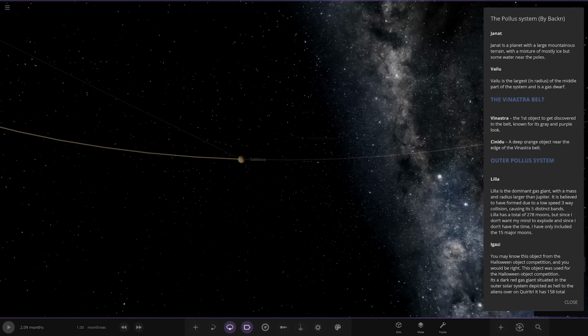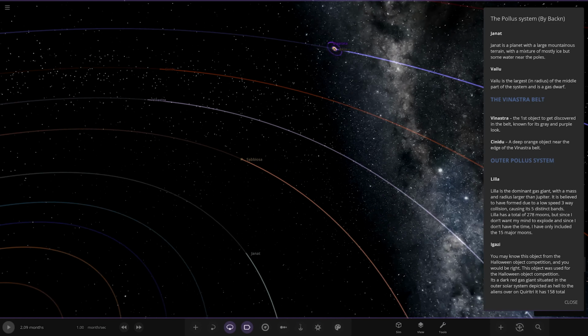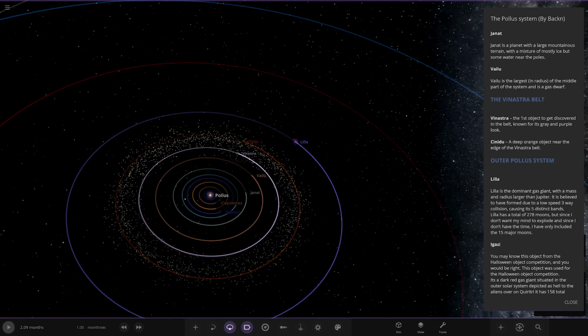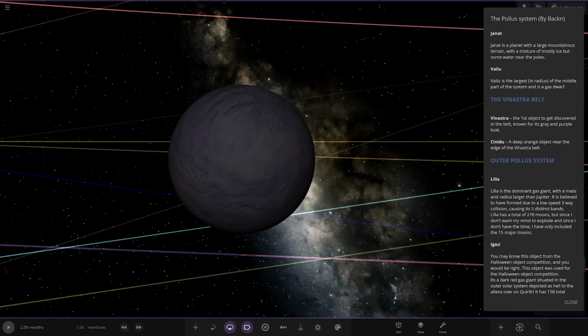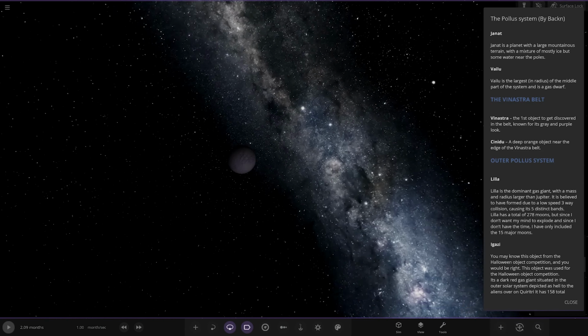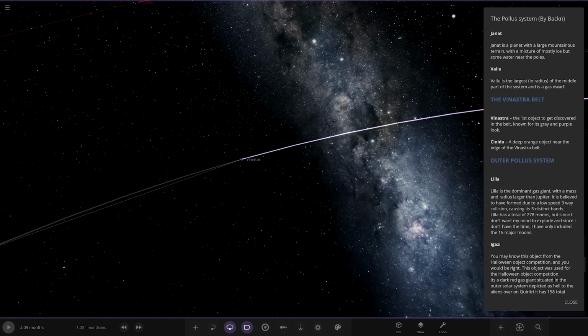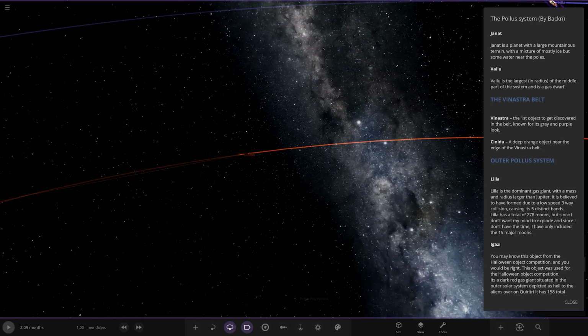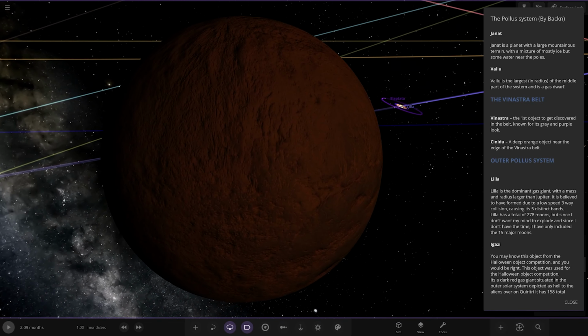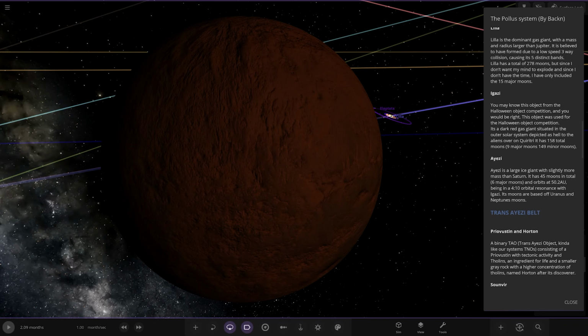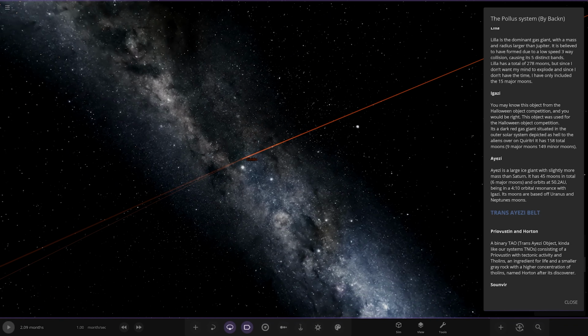Cool. Right, so now we have the Vinastra belt. So we've got Vinastra itself. "The first object discovered in the belt, known for its grey and purple look." Cool. Then we have Sinidu, which is the second. "A deep orange object near the edge of the belt." Okay. Looking good. Okay. So now we're moving on to the outer solar system here.